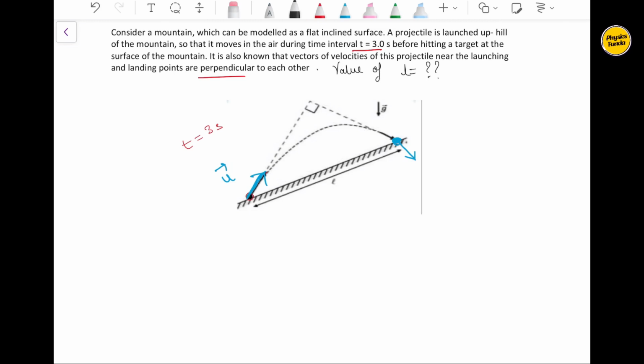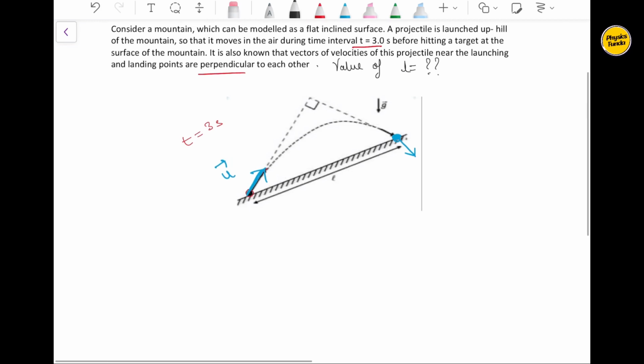Okay, let's analyze the situation. This problem can be solved through different methods. One method which we can use is the vector method. Let's say the angle of inclination of this mountain is alpha and the ball is thrown at angle theta with the plane of inclination, right? Theta and alpha.